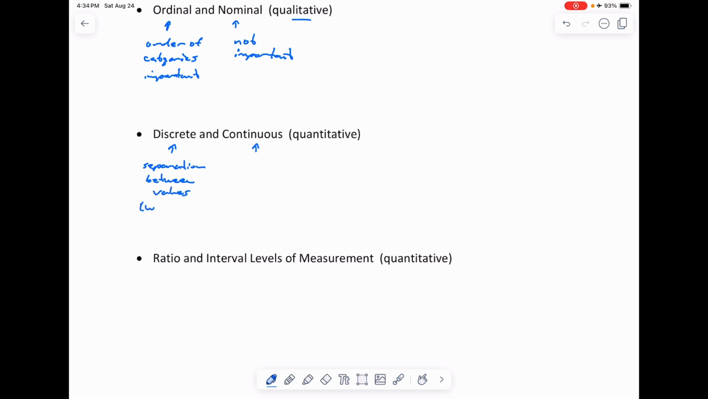So a lot of times thinking about whole numbers. Now, I hesitate to say this because it's not always whole numbers, but oftentimes it is. It's often going to be your counting numbers that are going to be discrete. Okay, continuous then is where you have numbers between numbers.